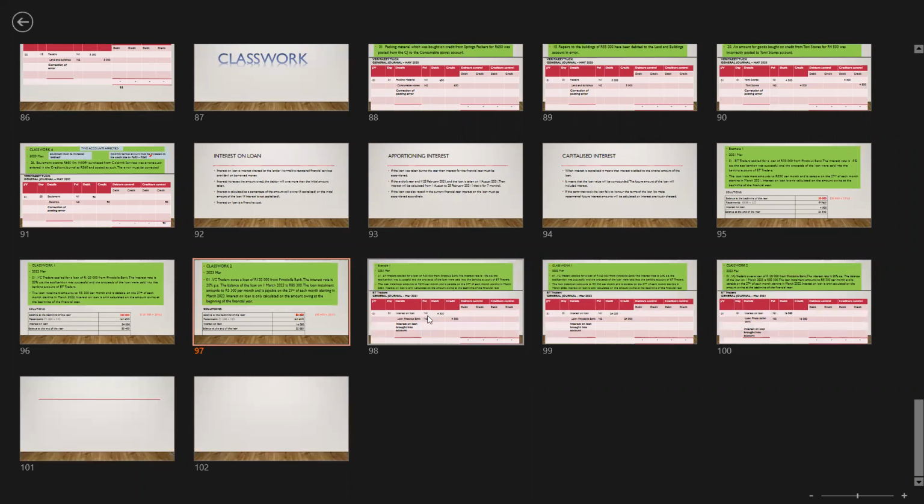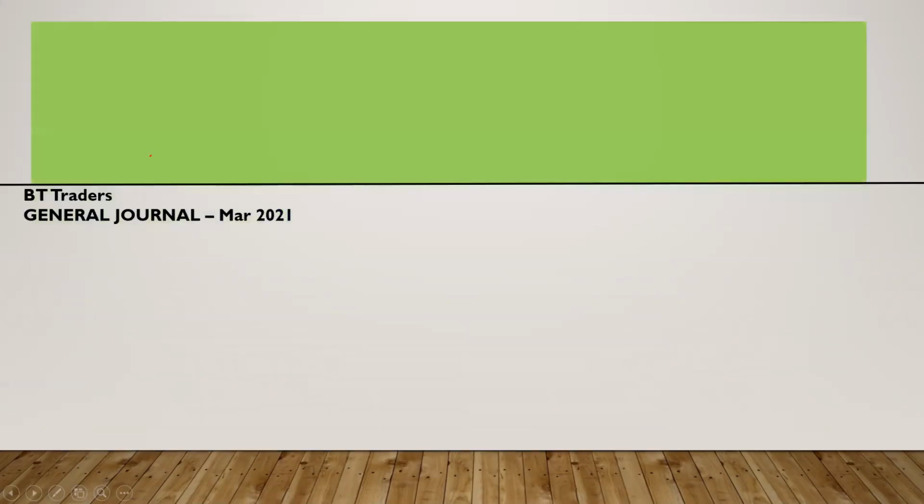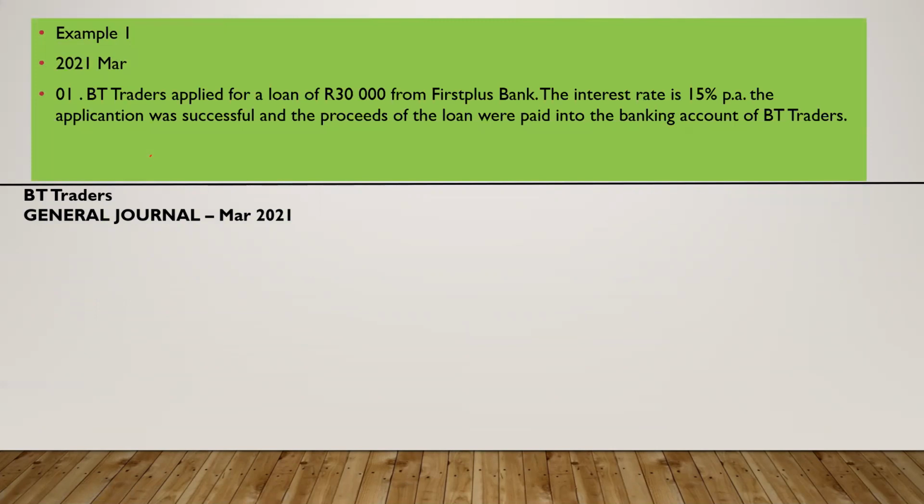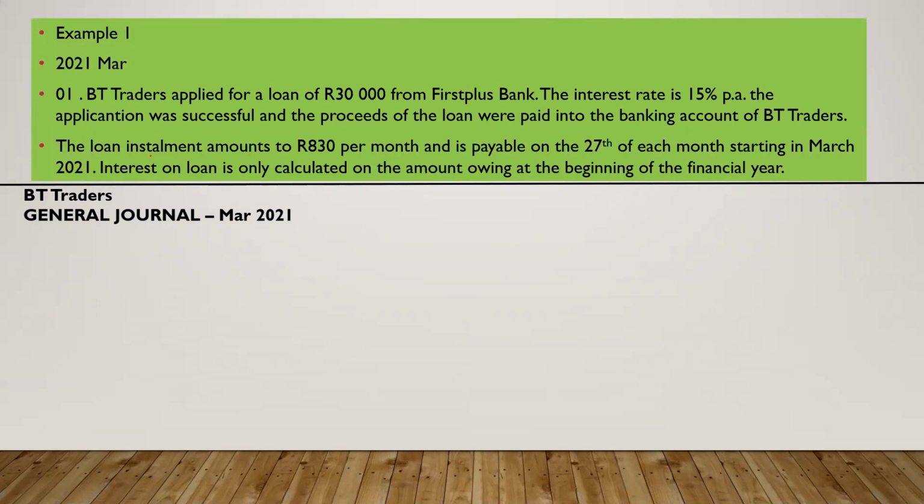I'm going to go back to the example we did, this example here, all right, which was our example 1. And this is what you've got in example 1, where they said we applied for a loan of 30,000 Rand from First Plus Bank. The interest rate is 15% per annum. The application was successful and the proceeds of the loan were paid into the bank account of BT Traders. And we've got an installment amount of 830 per month and is payable on the 27th of each month. Starting on the 27th of March 2021, interest is only calculated on the amount owing at the beginning of the financial year. Now, question is, how do we record this?